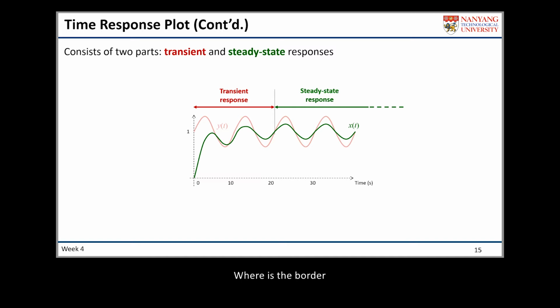Okay. Where is the border between these two responses? We cannot really draw a clear border there. But what I can say is, the transient part is when the response is still varying in time. The steady state part is when the output can follow the behavior of the input.